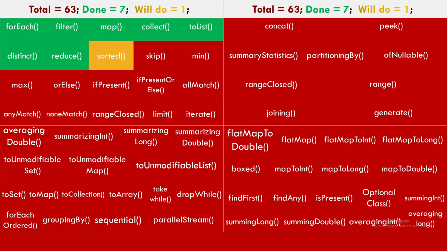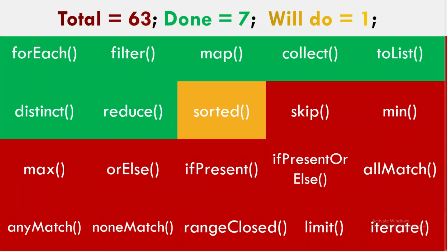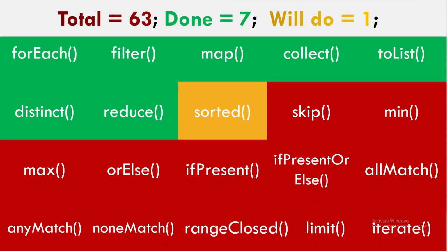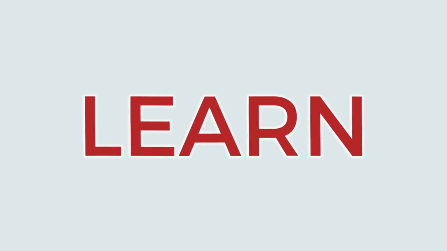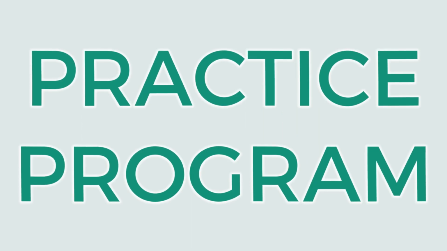In every session, we will have a target of completing certain methods, which will be marked yellow. The incomplete ones will be marked red, and once we complete the methods, we will mark them green. This is how we are going to learn, and after every step we will have practice programs. It's going to be a very interesting course. Without any further delay, let's begin.